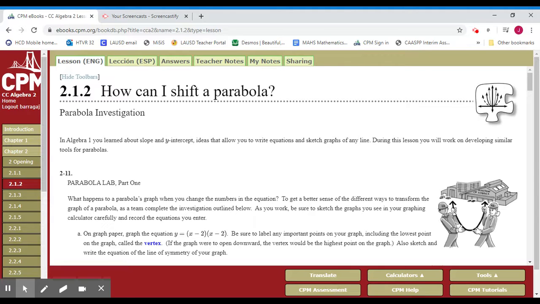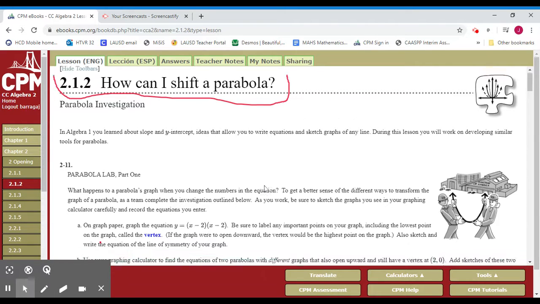Okay, starting here is section 2.12, how can I shift a parabola? This is the first problem in this assignment for day two. So let's take a look. You should already be signed in. Remember, we're using Cornell Notes. I should be seeing you guys using Cornell Notes. Do this problem in your notebook, and this should be the title for this section, okay? So make sure you write this down on the top: how can I shift a parabola, and the section number.